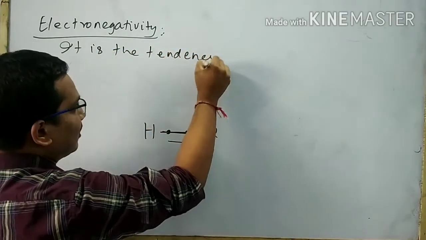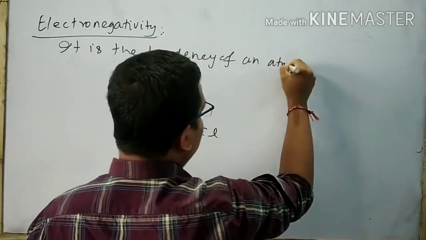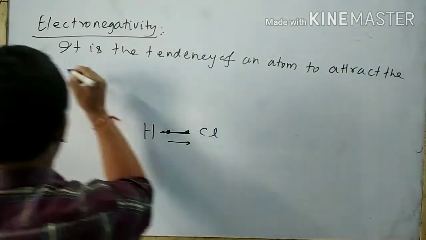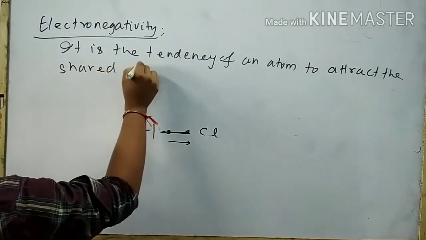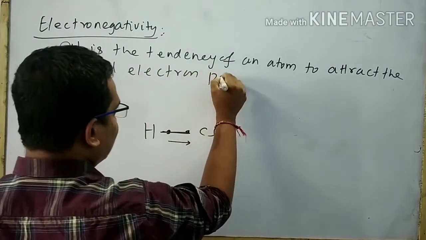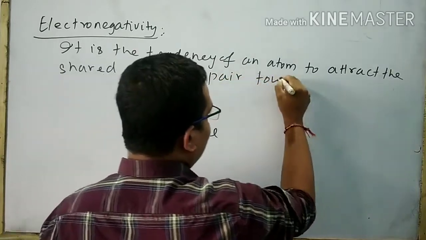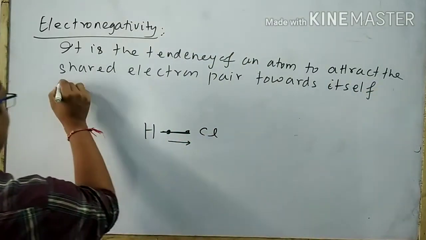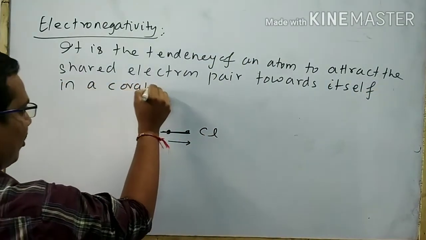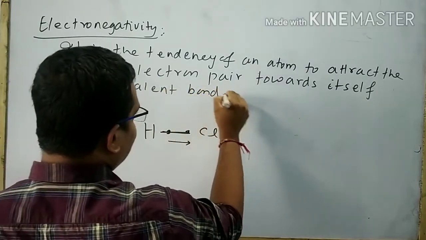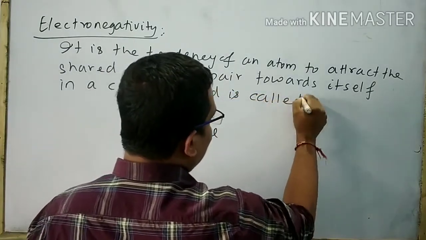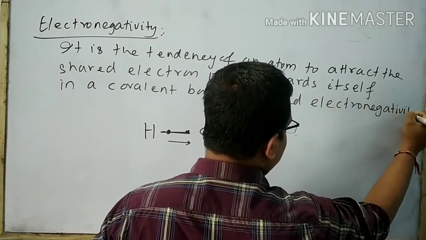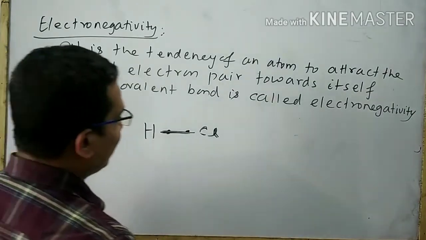It is the tendency of an atom to attract the shared electron pair towards itself in a covalent bond, which is called electronegativity. Look at that, this is a covalent bond.